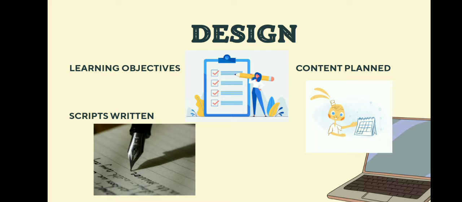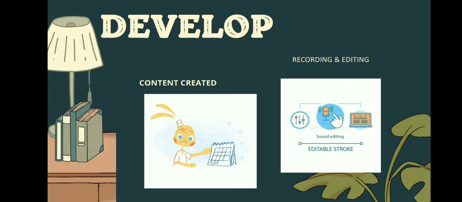Design. The design stage is meant for drafting an outline for the content and how it will be designed. This includes converting the learning goals into clear learning objectives, content planning, sketching out the storyboards and wireframes, and scripts written for the development of videos and voiceovers.